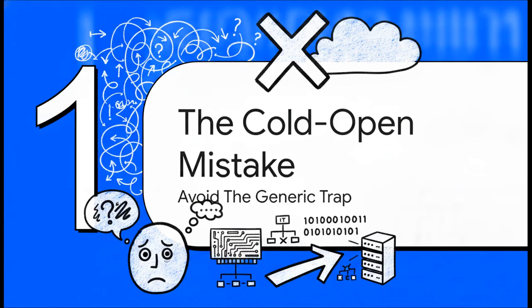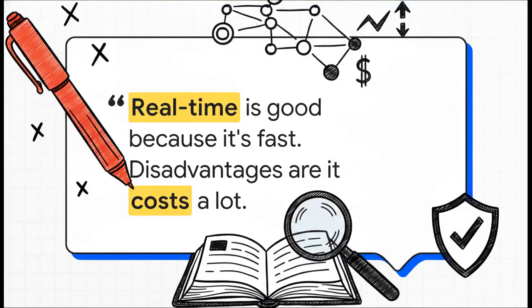Section 1. The cold open mistake. Let me show you the exact mistake 9 out of 10 students make. Listen to this answer. Real time is good because it's fast. Disadvantages are it costs a lot. Now that might sound totally reasonable to a beginner, right? It feels like common sense. But in the 9626 exam, it immediately gets slapped with a low band score. Why? Because it completely lacks specific terminology and evidence. It's a textbook example of what the examiner's red pen is actively searching for.